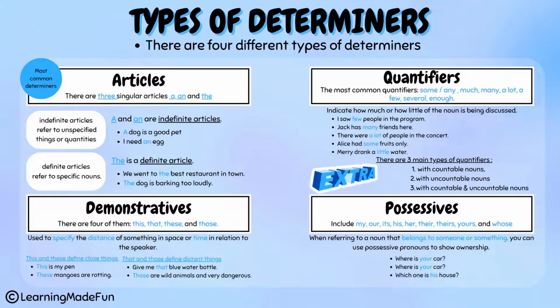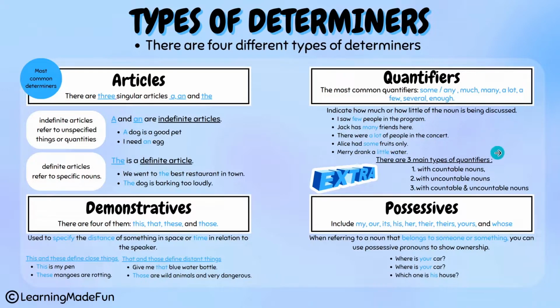So I saw few people in the program. So it tells us that I saw few people. Not many, just a little. So few. It tells us how many people, just a few. Jack has many friends here. So this is the opposite. It tells us that Jack has many friends, a lot of friends.